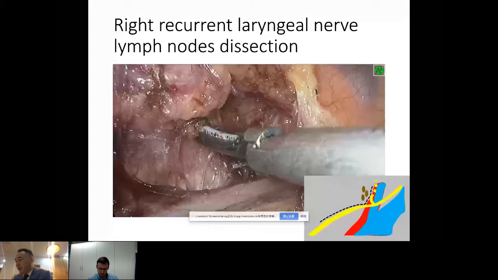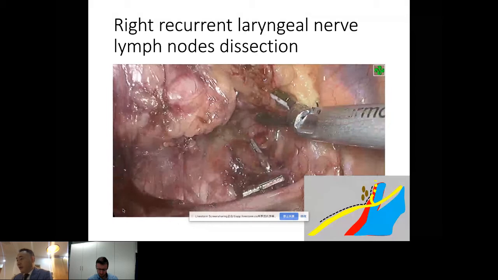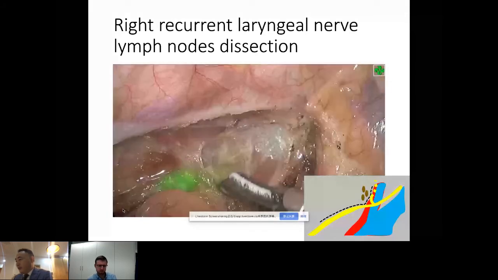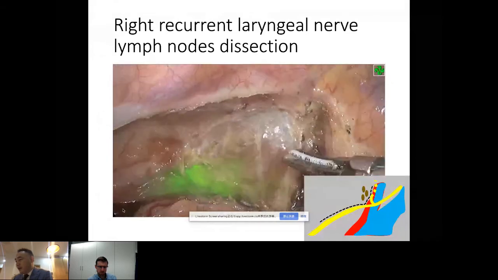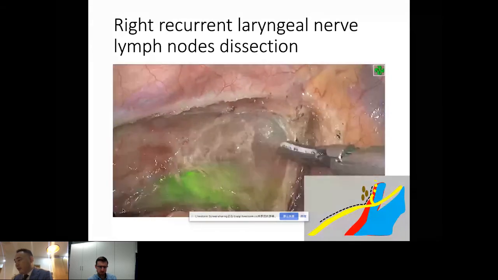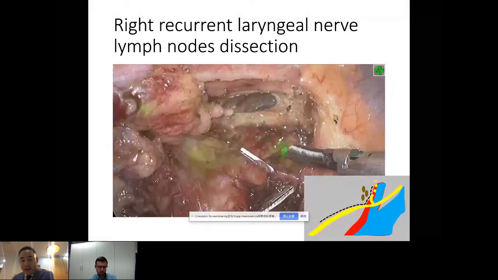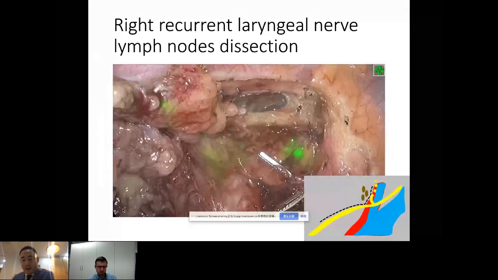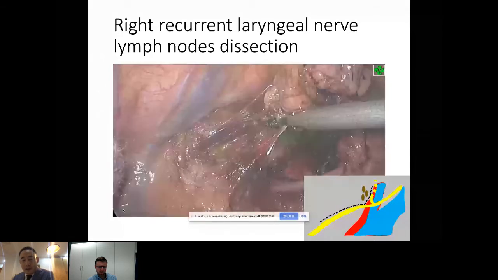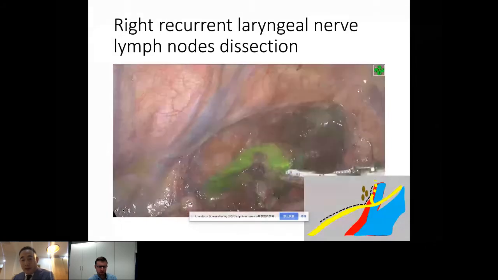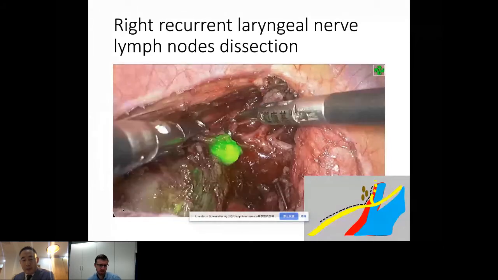The right recurrent laryngeal nerve dissection can be extended to the neck. Therefore, the neck part of the three-field lymph node dissection is only performed on the bilateral supraclavicular areas, and the periesophageal nodes can usually be completed in the chest. From the video, we can see the ICG marks the lymph nodes very clearly and guides our dissection. Some very small lymph nodes, maybe less than 5 millimeters, we might miss without ICG. But under ICG guidance, we can see them very clearly and beautifully, just like art.